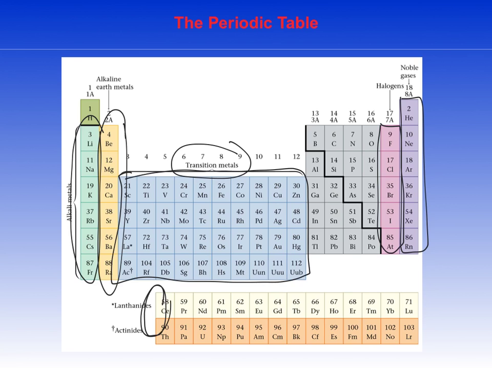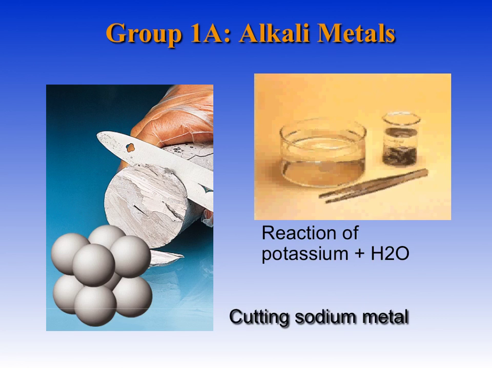The two rows on the bottom here have actually been pulled out and they belong right in here, but because it would make our periodic table look odd to have a whole bunch of stuff and then a big gap, they pull them down here for that purpose.